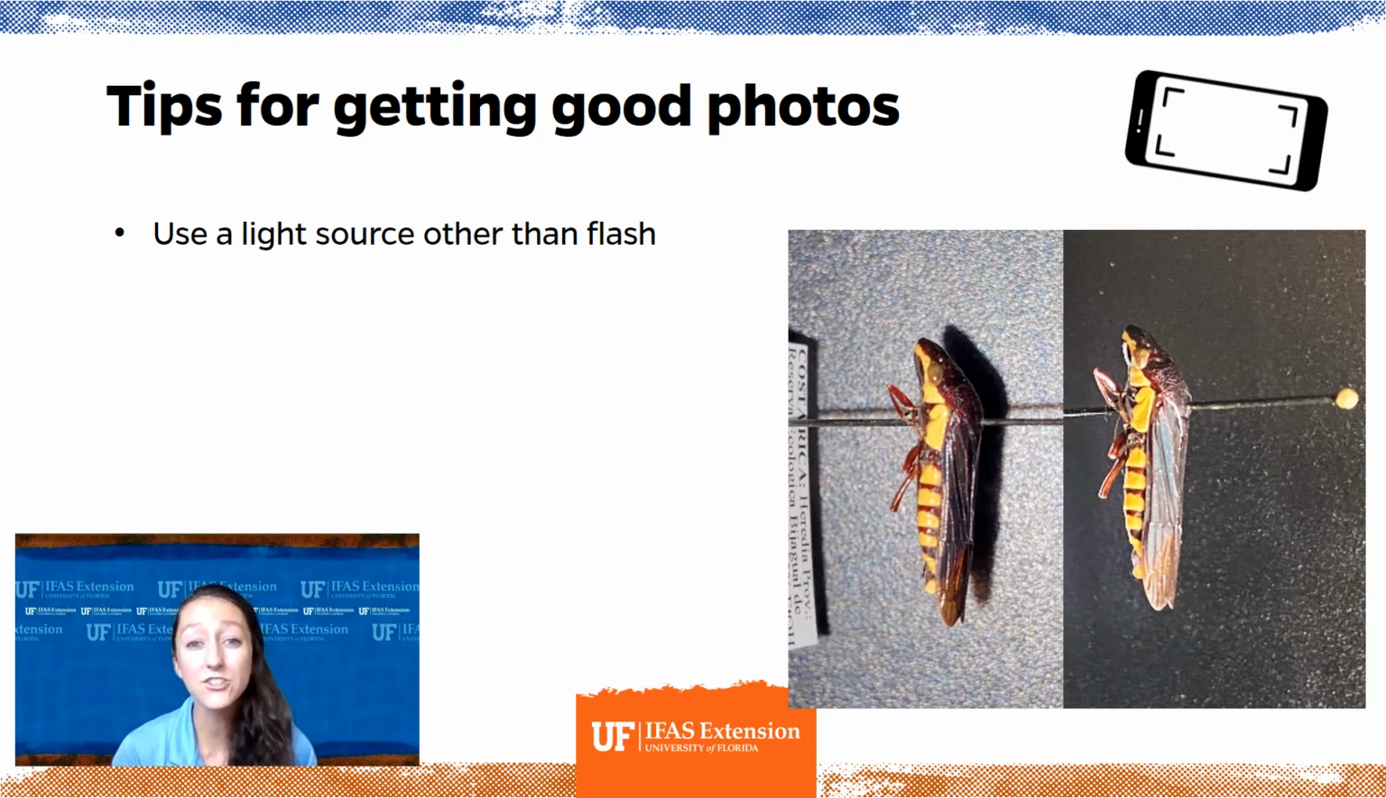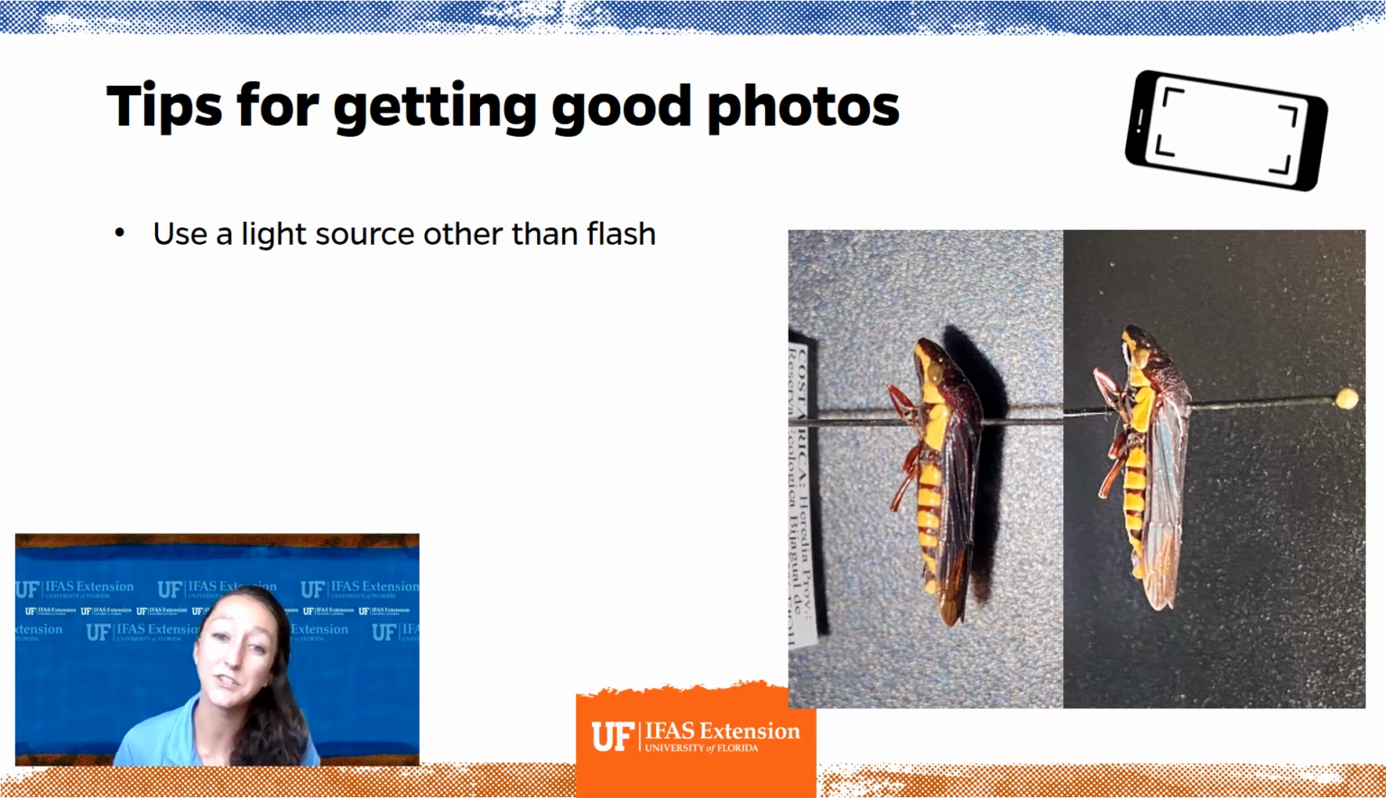Additionally, this flash creates a directed light source that'll have shadows in certain areas on your specimen, which may make diagnostic characteristics that we are looking for harder to view as well. So the photo here on the left was taken with flash on, and you can see this intense shadow that's created behind the insect. It also obscures some of the colors because of how reflective and shiny the insect is.